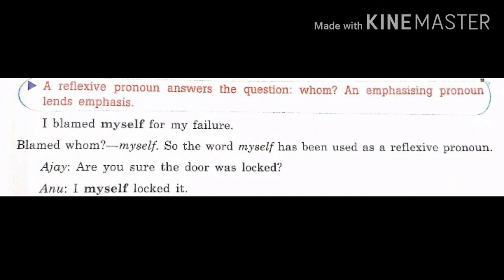Children, a reflexive pronoun answers the question whom, but an emphasizing pronoun lends emphasis. For example, I blamed myself for my failure. Blamed whom? Myself. So the word myself is a reflexive pronoun. Now see the next example. Ajay: Are you sure the door was locked? Anu: I myself locked it. Now see, nobody else, only I locked the door. So I know it was locked. Here the word myself has been used as an emphasizing pronoun.